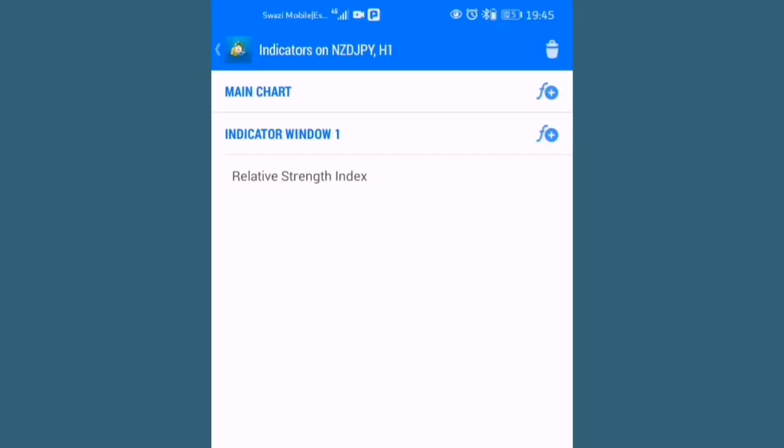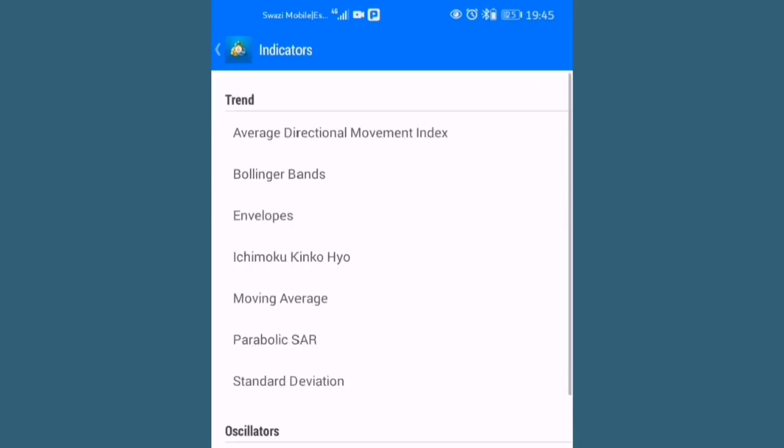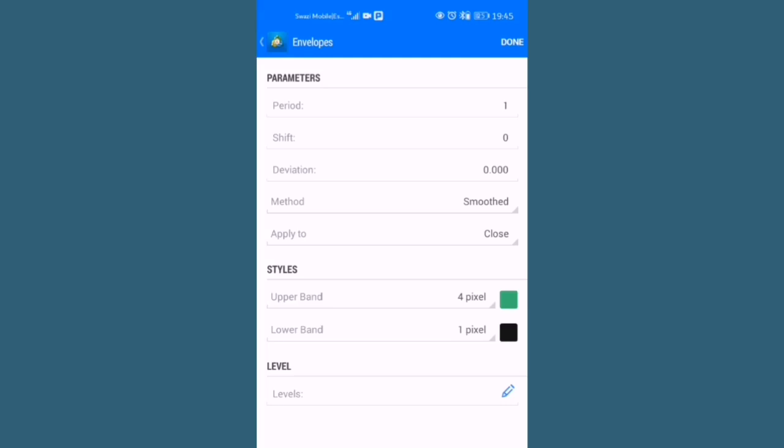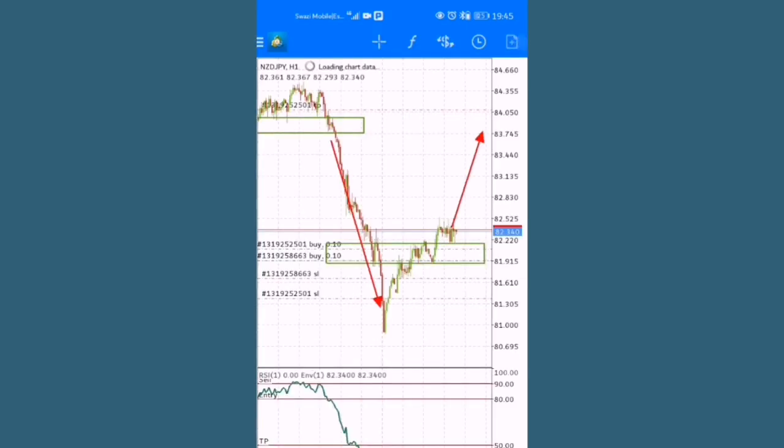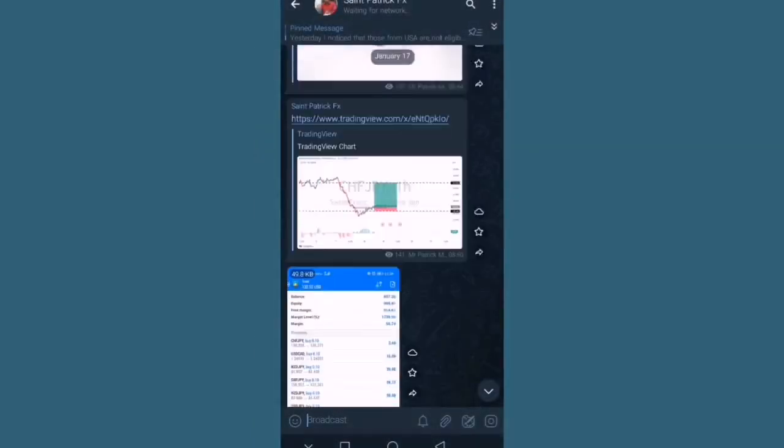On indicator window 1, you press indicator window 1, and then you go to envelopes. Period should be 1, shift 0, deviation 0, method here should be smooth, apply to close, and then upper band, lower band. Just do that and then you click done. Simple as that. You have it there. So please, that's it about this strategy.